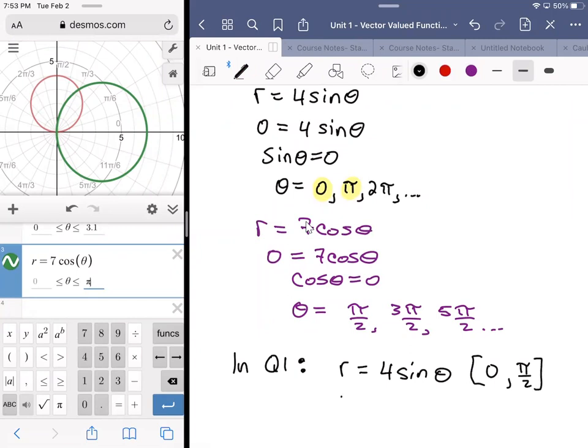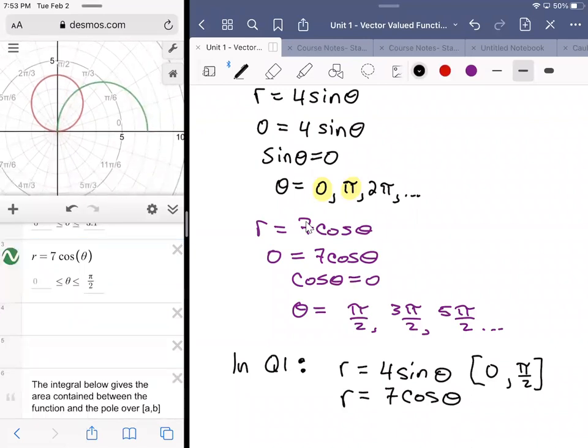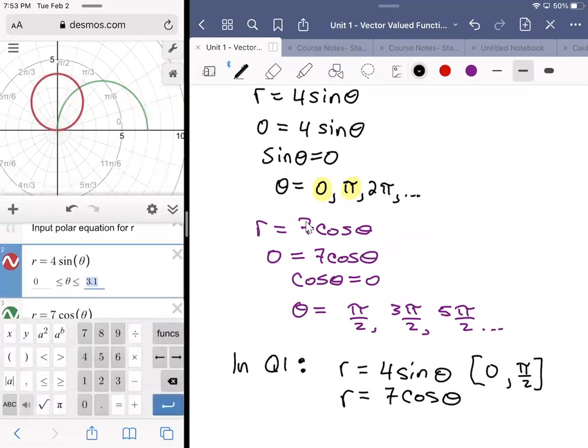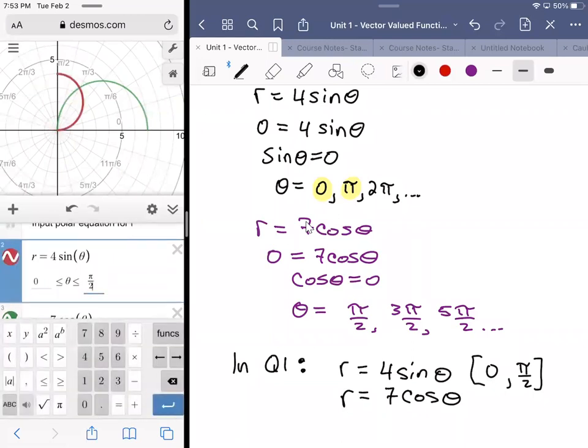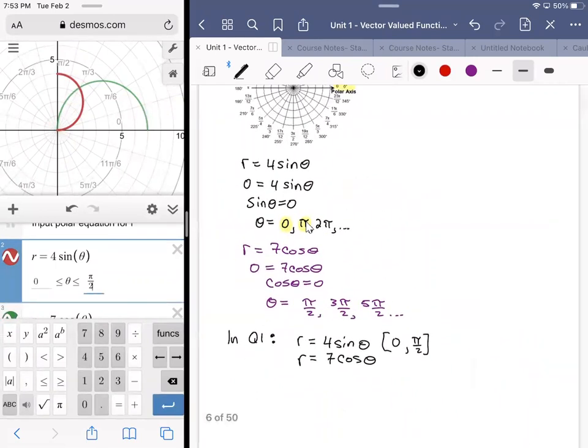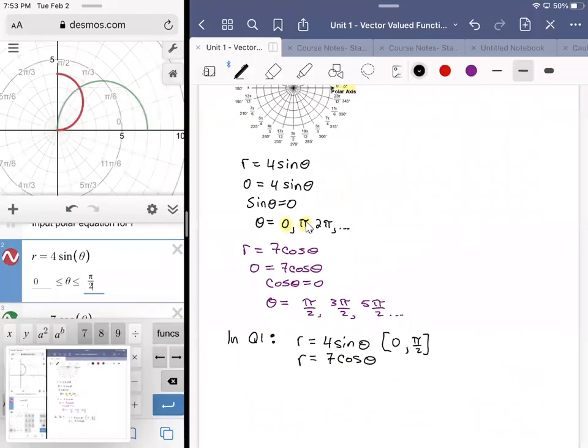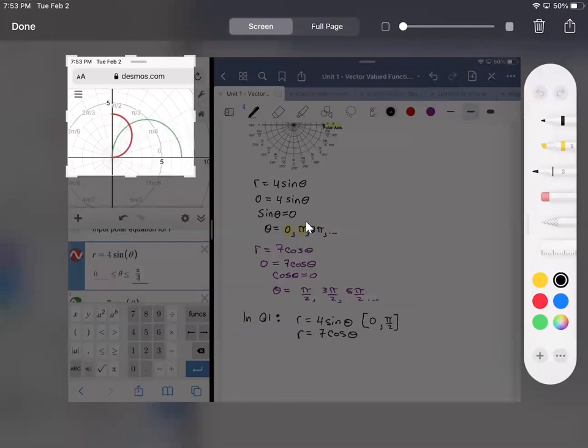Right? And that would actually be the same for cosine, 7 cosine of theta. Right? So if I do pi over 2 in both instances, that's going to give me the parts of the curves that are in that first quadrant. So I'm restricting myself, not accounting for anything beyond that, which is good news. We need more information to get an answer here, but that's a good start.